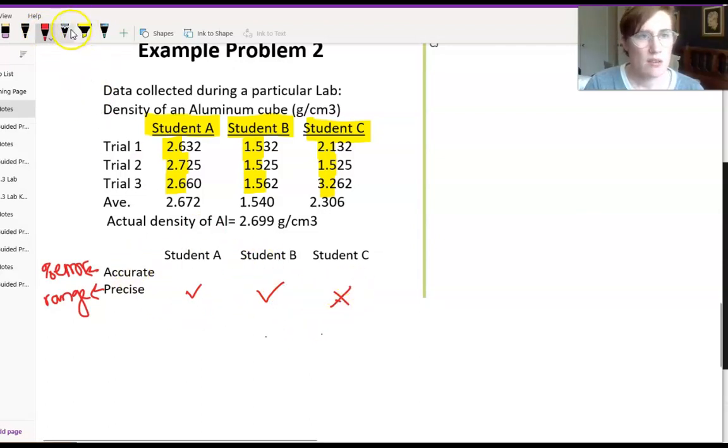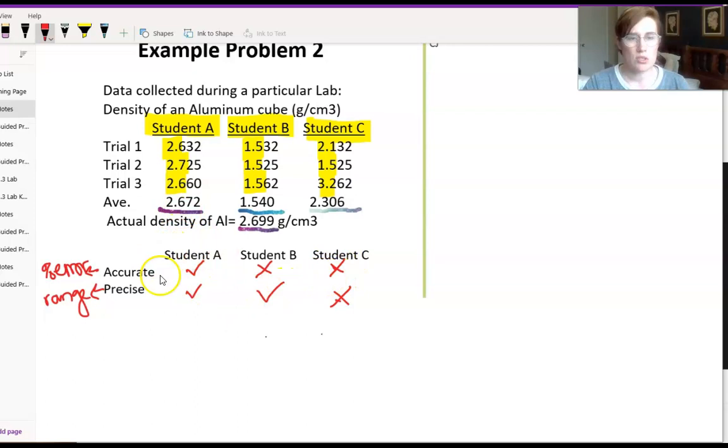Now let's look at accuracy. For accuracy, we are going to be looking at their average. We always look at their average, and we're going to compare it to the actual value. And so here we see 2.67 is very close to 2.69. If we look at student B, 1.5 is very different from 2.6. And then here for student C, we see 2.3 is still off. It's not close to 2.6. So we're going to say student A was accurate, student B was inaccurate, and student C was inaccurate.